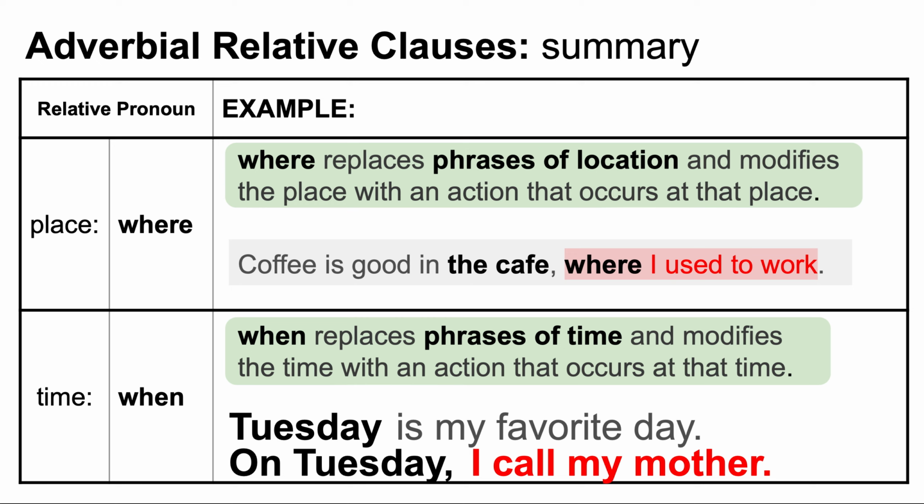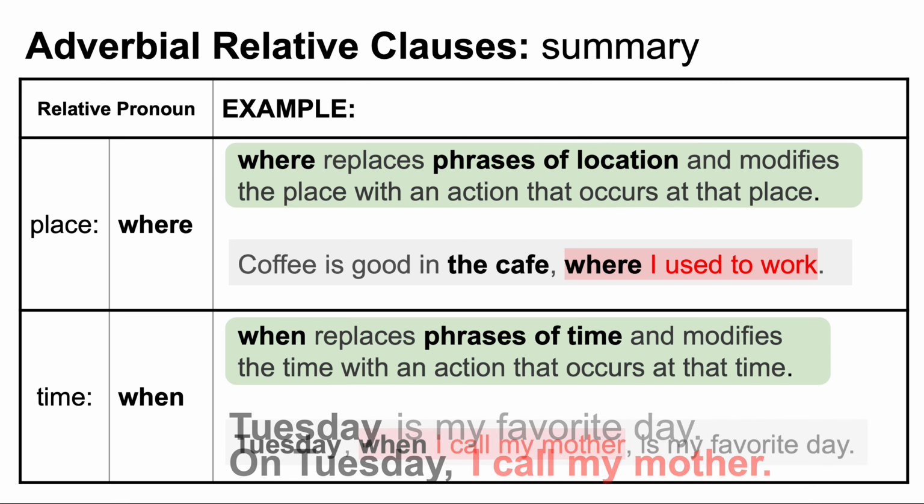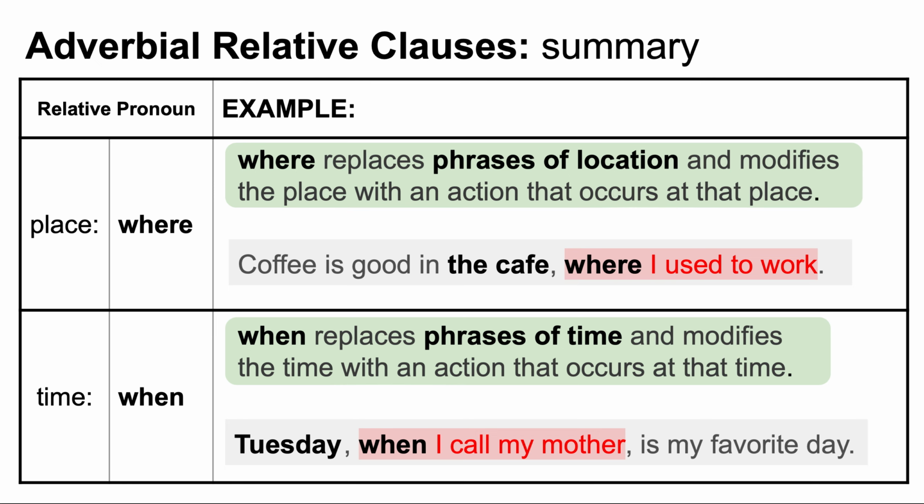For example, Tuesday is my favorite day. On Tuesday, I call my mother. Both of these sentences can be combined using the relative pronoun when, such as, Tuesday, when I call my mother, is my favorite day.